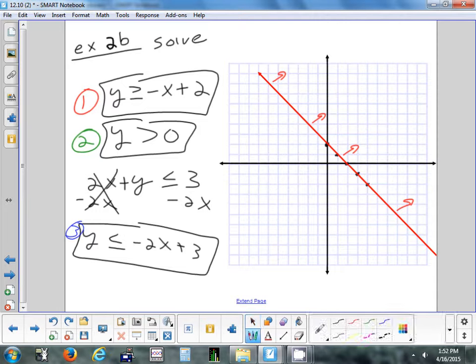Okay, number 2. Y is greater than 0. Special case. Where do you put the dot? Right in the middle, right at the origin. This one's a little bit challenging. Now, where do you put your line? It's either horizontal or vertical. Right. Anytime y is by itself, that's horizontal. Anytime x is by itself, that's vertical. So put a horizontal line right through that dot.